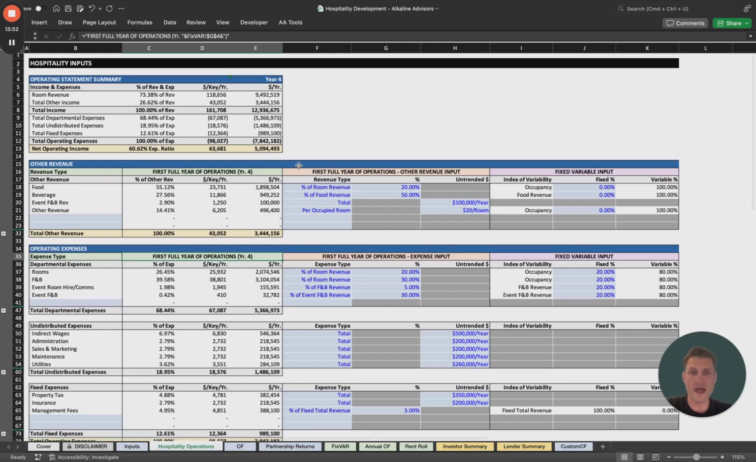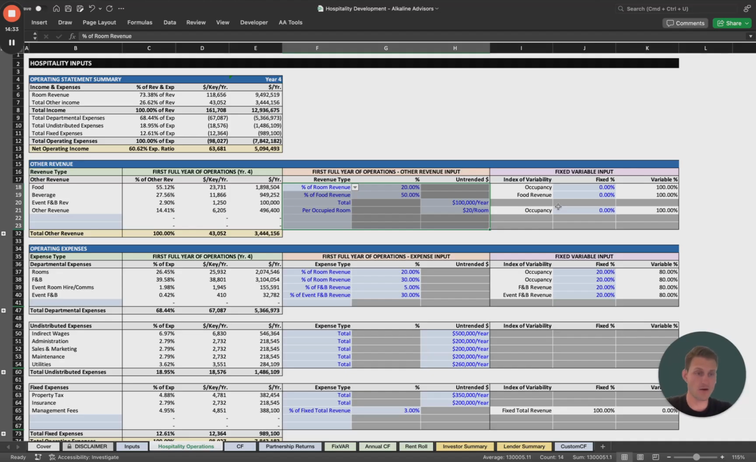So you'll notice we have these 2 segments for the inputs, right? We have first full year of operations, other revenue, first full year of operations expense, and then we have fixed variable input. To start, we need to dial in our numbers for the first full year of operation. So essentially what this calculation is enabling us to do is first determine the other revenue or expenses at the first full year of operations.